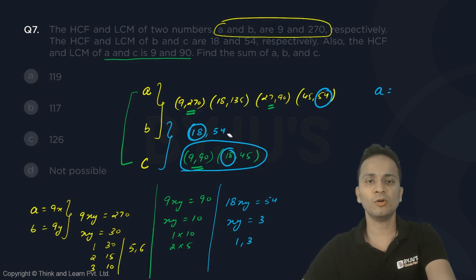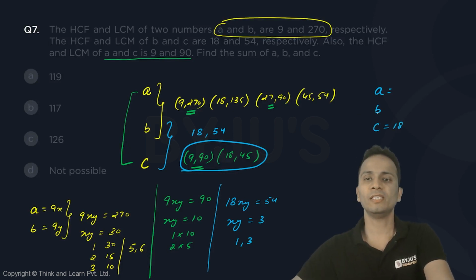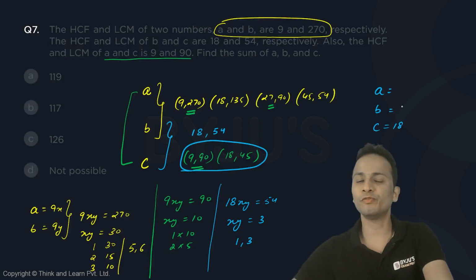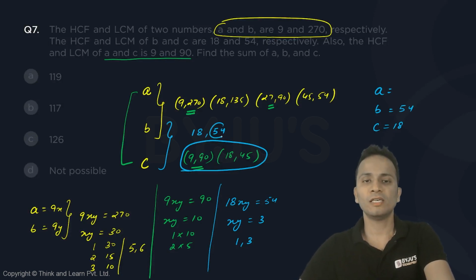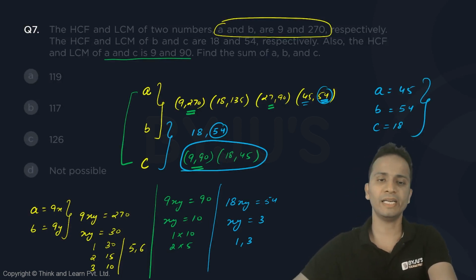So obviously one of the values will be 18, right? In BC and AC, 18 is common. So I can say that the value of C will be equal to 18. The value of B will be equal to 54. And here, if B is equal to 54, then A will be equal to 45. So these are the three numbers. Now you can add them and get the answer.